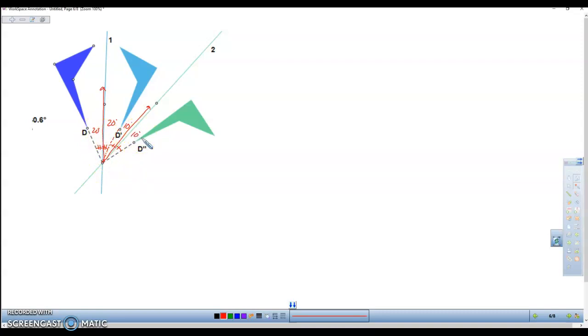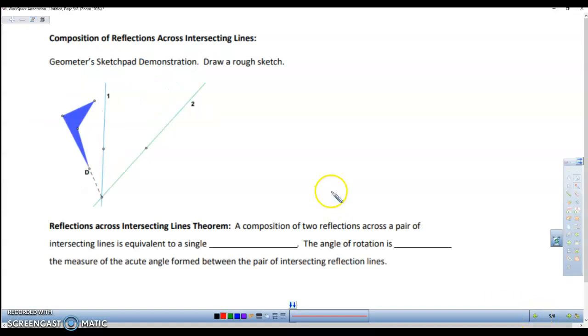So now, what's that angle of rotation? Well, the angle of rotation from D all the way to D double prime is 20 plus 20 plus 10 plus 10, which gives me 60 degrees. So what we notice is that the angle between the lines was 30 degrees, and the angle of the entire rotation was double that, 60 degrees. You can draw that little sketch in the space provided in your notes, and then we'll fill it in. A composition of two reflections across a pair of intersecting lines is equivalent to a single rotation.